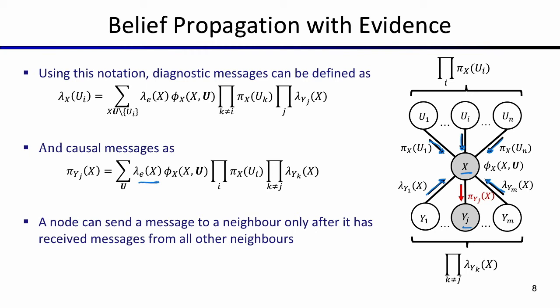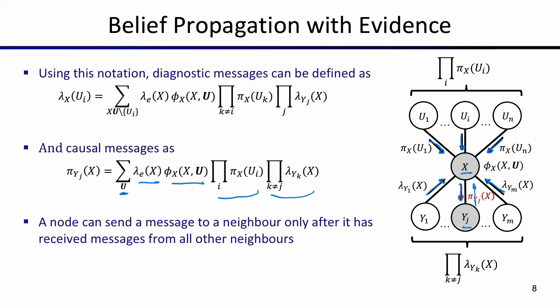equation. We have the evidence indicator, we have the factor that is associated with X, we have all the messages coming from the parents, and we have all the messages coming from the children but the message that came from YJ. And we multiply everything together, we eliminate all the variables that we have in the parents, so the message will be over X, and we send this message to YJ. So again, I know that I'm being repetitive, but look, the same pattern.